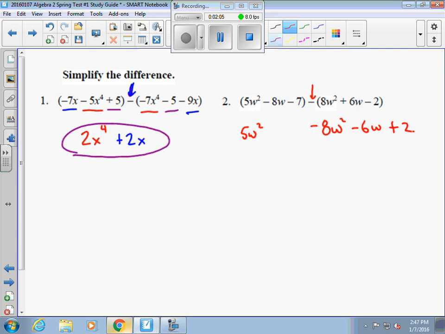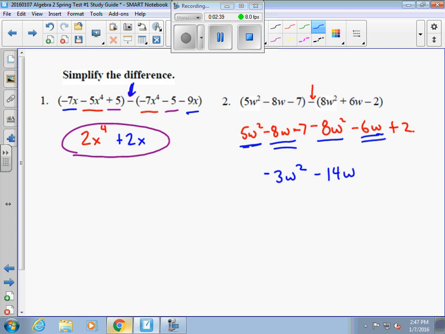The rest of it would look just like it is: 5w squared minus 8w minus 7. And then combine all the like terms. The biggest degree is w squared, 5w squared and negative 8w squared. When you put those two together, you get negative 3w squared. The next biggest degree is w to the first power, negative 8w and negative 6w. Putting those two together, they're the same sign, so add them up. 8 and 6 is 14, and keep the common negative, negative 14w.